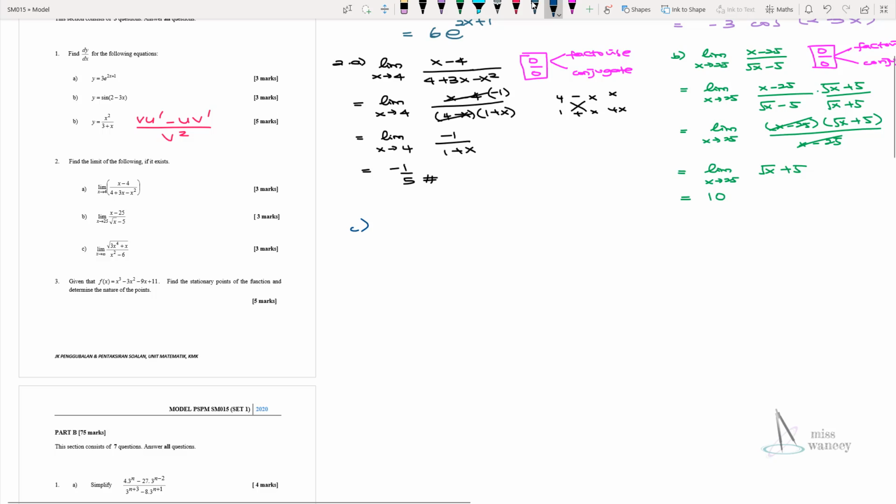Right, so C, we got a limit as x approaches infinity, and then we got the square root of 3x to the power of 4 plus x over x squared minus 6. Okay, so now let's see. Right, so if I do try to substitute with infinity, I'm going to end up with infinity over infinity. So if we have infinity over infinity, this is an indeterminate form. Therefore, the only way to solve this is that we need to divide with the highest power of the denominator.